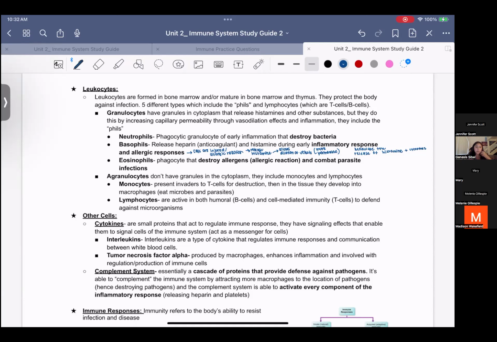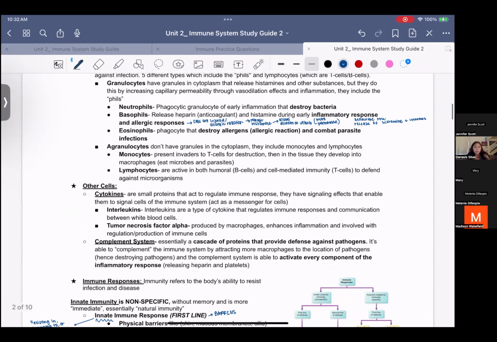So basically, leukocytes are formed in the bone marrow and they mature in the bone marrow and in the thymus, right? Remember, T cells for the thymus and then B cells for the bone marrow. They protect the body against infection. And then there's 5 different types, which include the phils and the lymphocytes, which are T cells and B cells. So when we differentiate between granulocytes and agranulocytes, I would just know granulocytes have a granule in the cytoplasm. They release histamines and other substances, but they do this by increasing capillary permeability through vasodilation effects and inflammation.